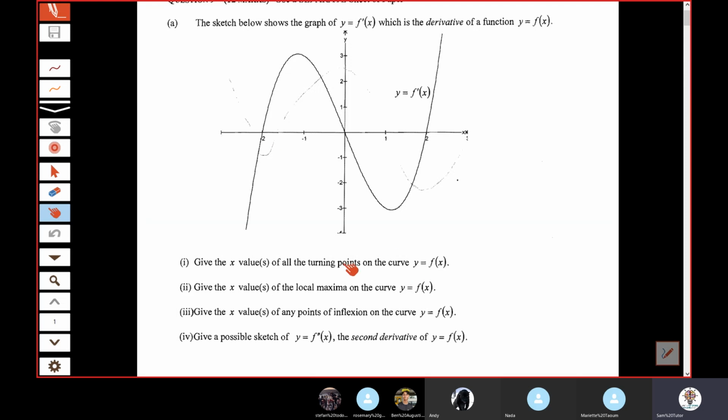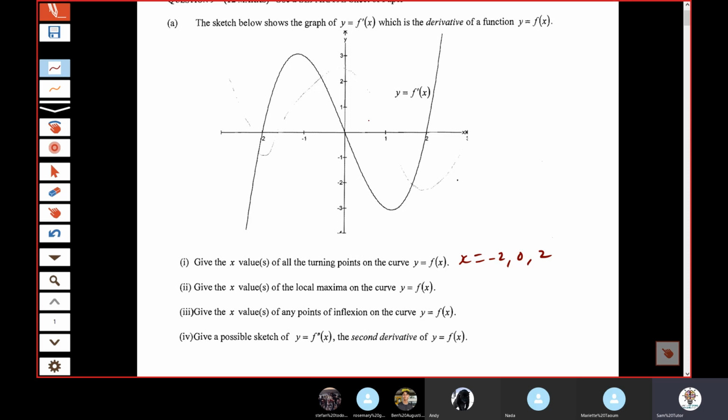Yeah. So everybody starts going, oh, turning points, that must be this and this, right? No, this is not f of x, this is f dash. So y dash is 0 at 2, 0, and negative 2. So x is negative 2, 0, and 2. Good job.